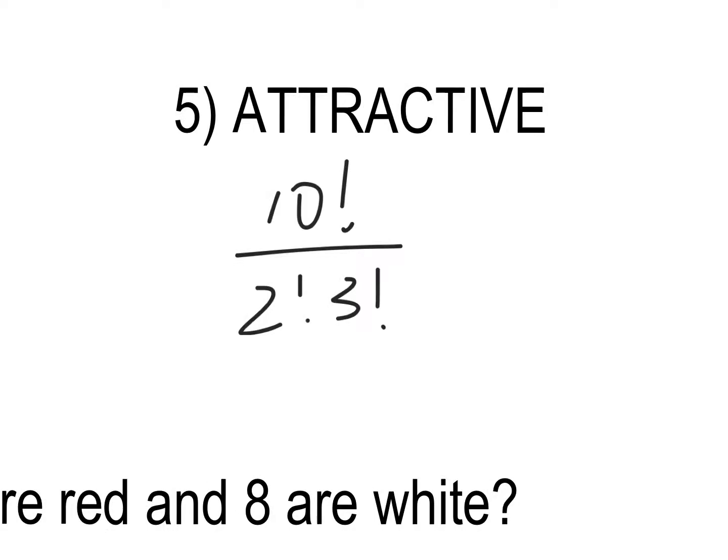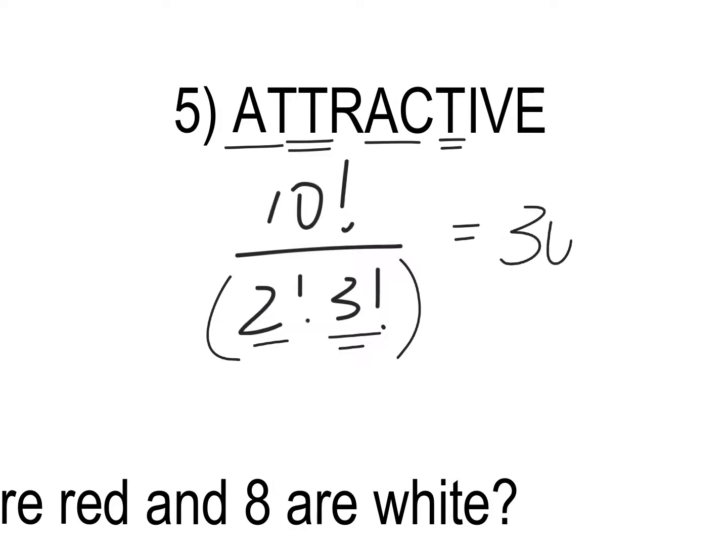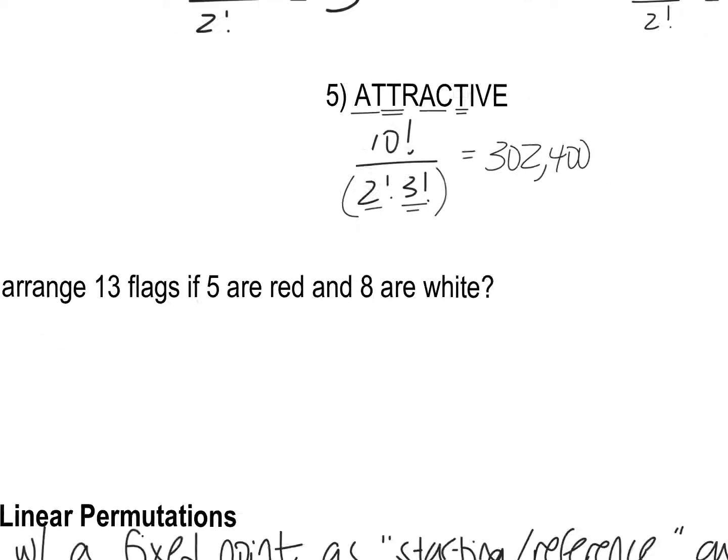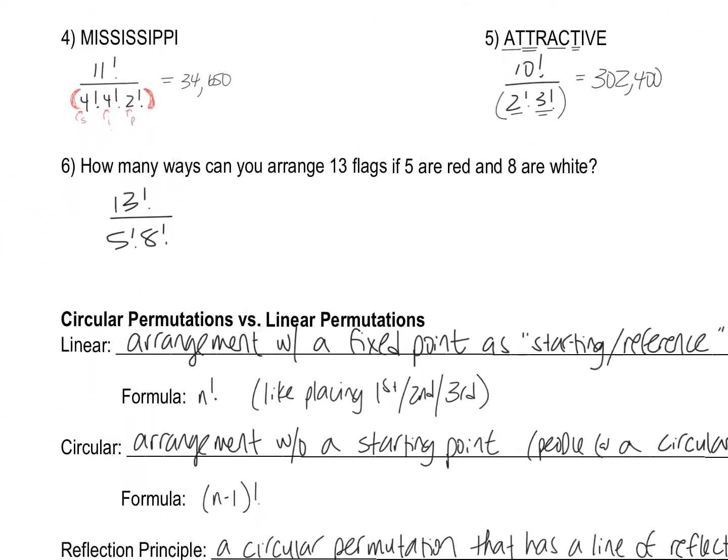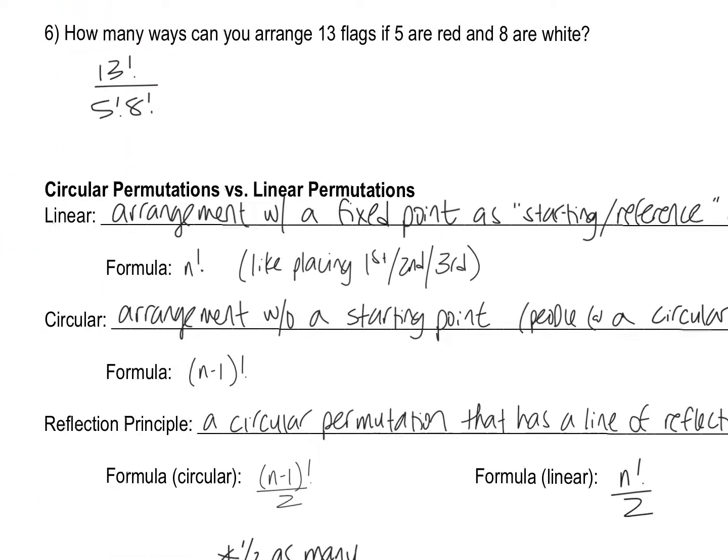Okay, so number 5 as well, same kind of thing. In the word attractive, there are 10 letters. I have an A that is repeated twice, so that's here. And I have T that is repeated 3 times, so that's there. And again, when you type that into your calculator, put parentheses over the denominator, and you get 302,400.